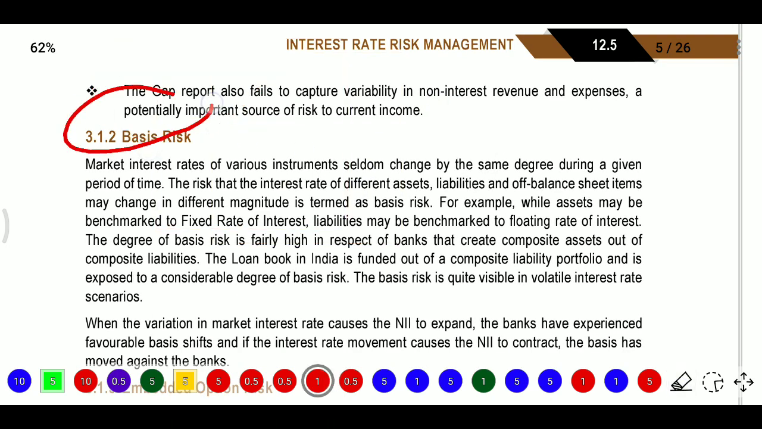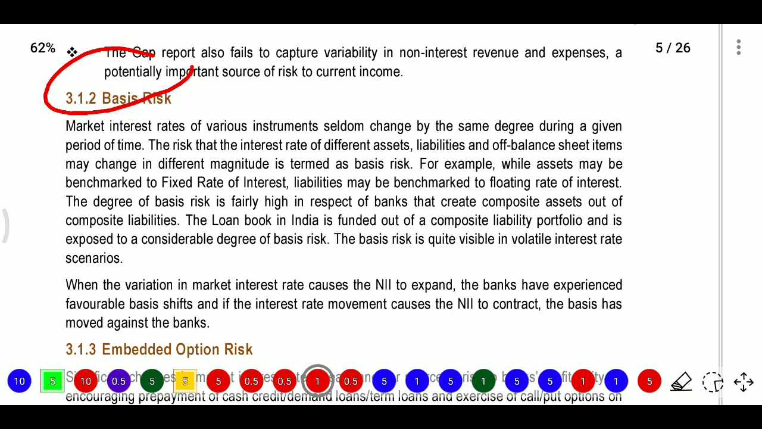For basis risk, market interest rates of various instruments seldom change by the same degree during a given period of time. The risk that the interest rates of different assets, liabilities, or off balance sheet items may change in different magnitudes is termed basis risk. So basis risk means the risk that the interest rates of different assets, liabilities, or off balance sheet items change with different magnitudes.